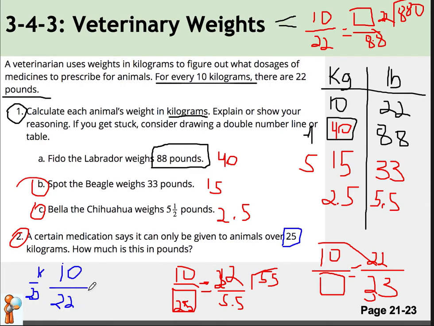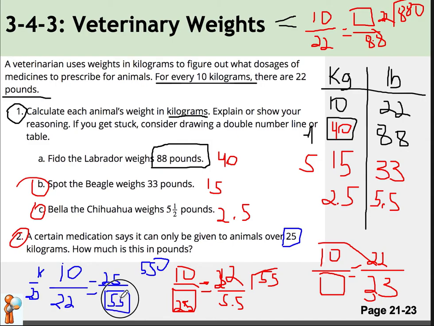Kilograms over pounds. And we need this to equal kilograms over pounds. We don't know the pounds, that's missing, right? But we know 25 kilograms. So, again, you're going to cross multiply 25 times 22. And you get 550. And then you're going to divide that by 10, which is 55.